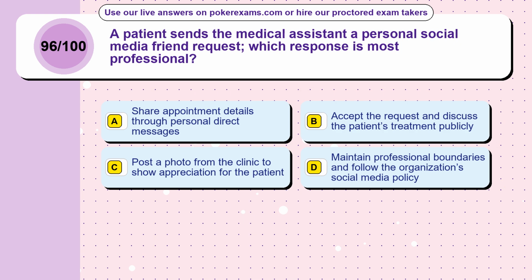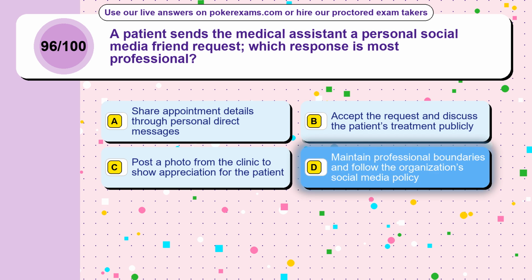Question 96. A patient sends the medical assistant a personal social media friend request. Which response is most professional? Option A. Share appointment details through personal direct messages. Option B. Accept the request and discuss the patient's treatment publicly. Option C. Post a photo from the clinic to show appreciation for the patient. Option D. Maintain professional boundaries and follow the organization's social media policy.